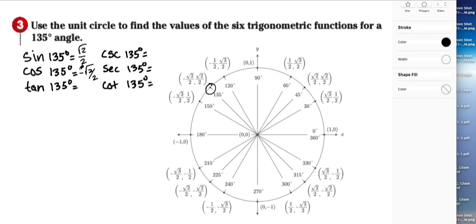The tangent is going to be the ratio of sine over cosine, and so what we recognize here is that it's going to be the same thing over the same thing. It's going to be -1.